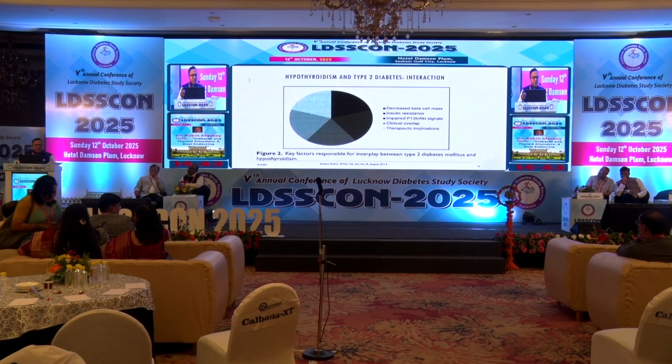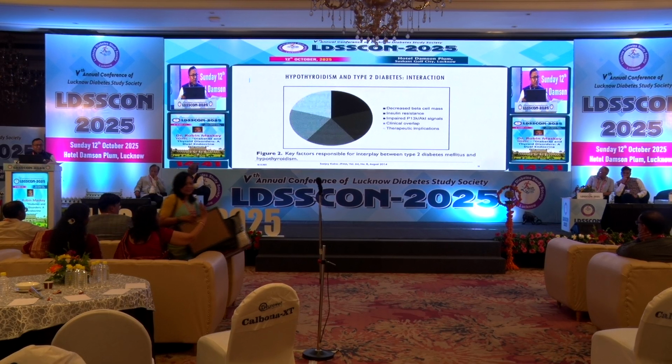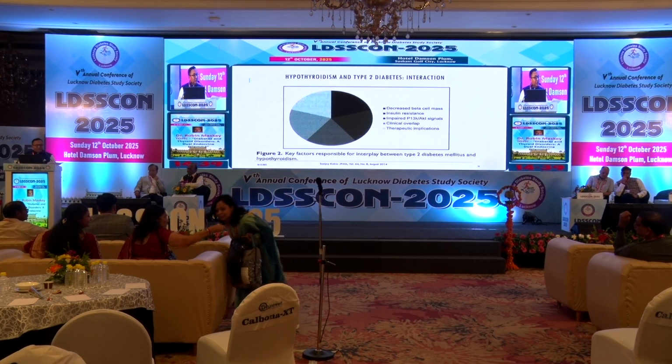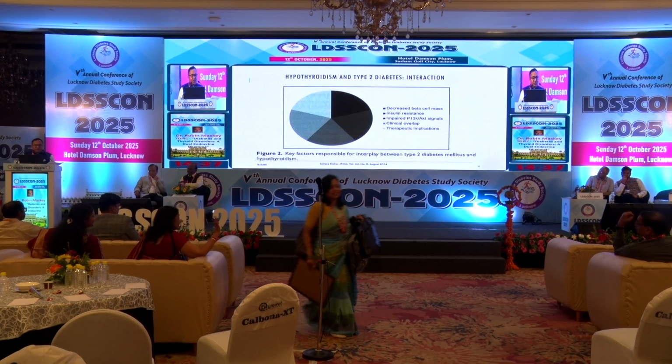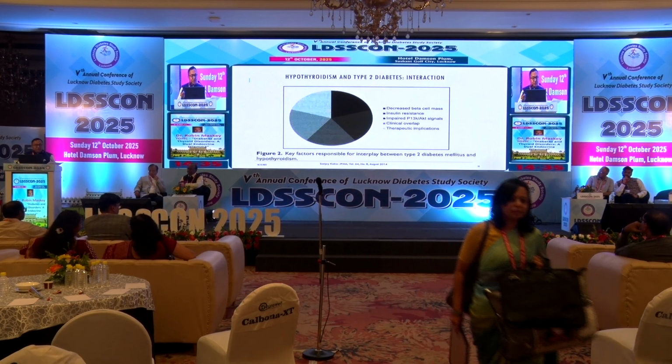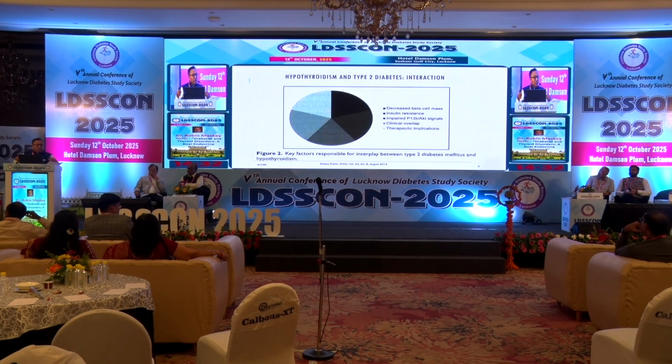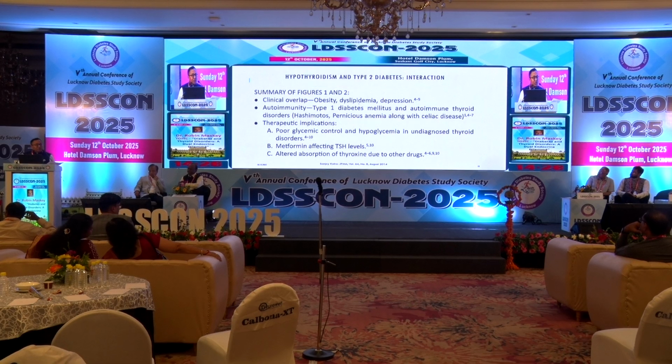So what is the key link between hypothyroidism and diabetes in a nutshell? It causes decreased beta cell mass and increased insulin resistance, there is a clinical overlap, and regarding the therapeutic implication, we will deal with it in the subsequent slide.